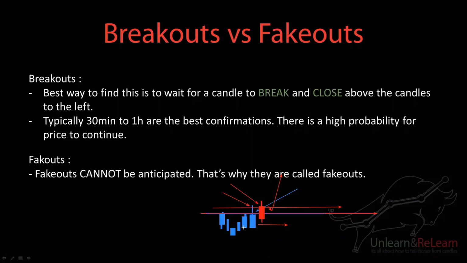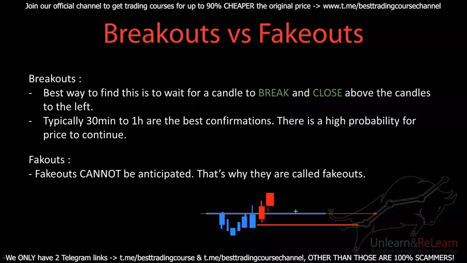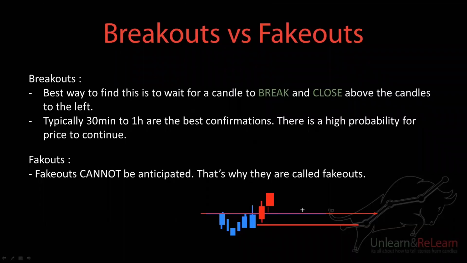So always wait for candles to break and close above support, because once you have a candle breaking and closing above support, man, this is your breakout candle. Now you can anticipate the next candle to continue moving bullish without breaking the low of the previous candle, because you're expecting price to continue moving up. Typically the 30-minute and the 1-hour are the best confirmations, and these are very high probability. Understand that for intersession trades, the 1-hour and the 30-minute are really high probability setups.